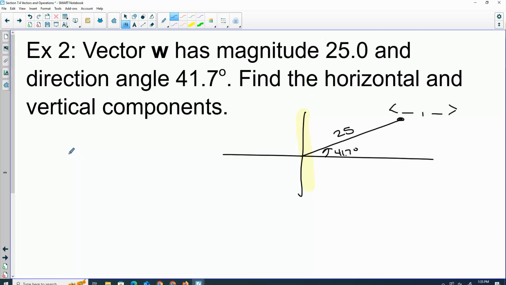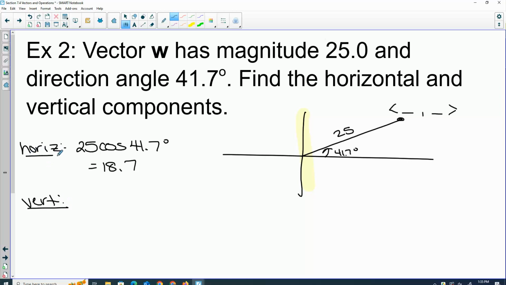To do it, we can just use our formula. Our horizontal, that's like our x, is just the magnitude times the cosine of our angle. My magnitude is 25, cosine of my angle, 41.7 degrees. So I plug that in and get 18.7.